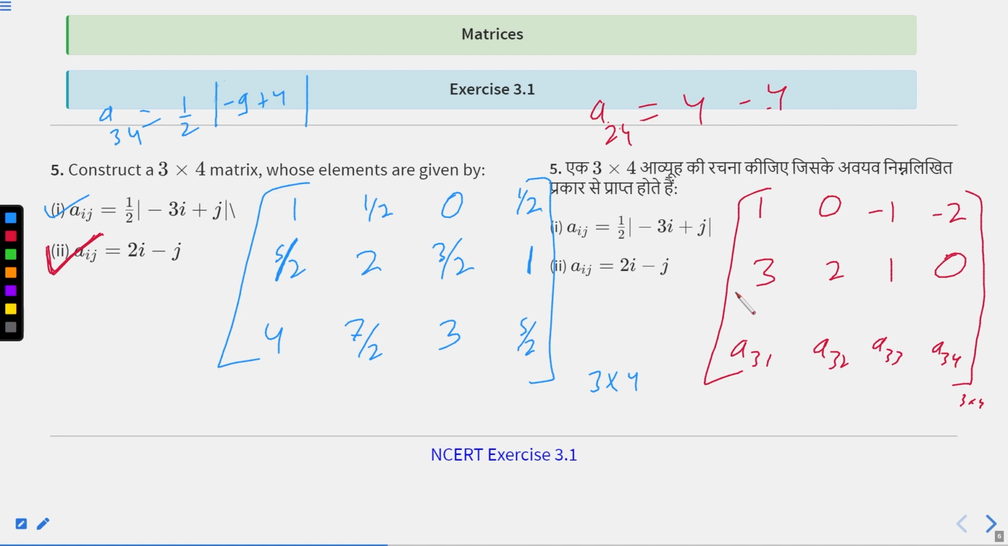I hope it is clear. Now A31 means 6 minus 1, which is 5. A32 means 4. A33 means 3. And A34 means 2. Okay. Clear? So in this way, you will have your matrix for the second part like this. Okay. Easy. Now let us move to the next problem.